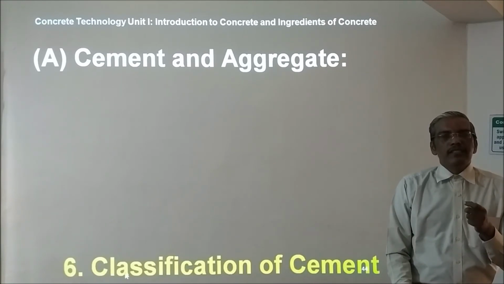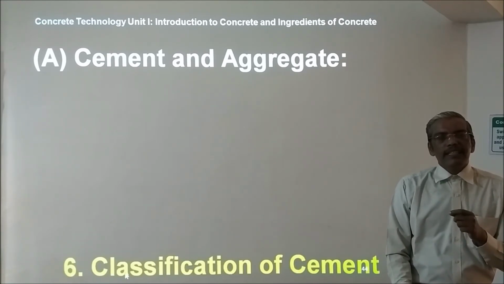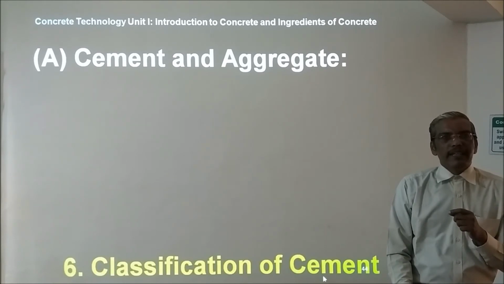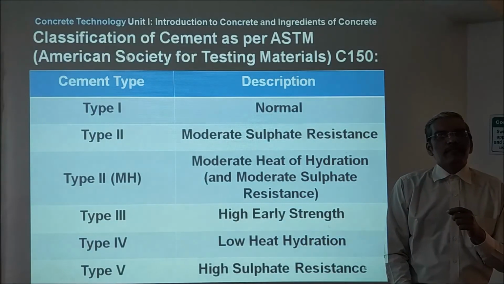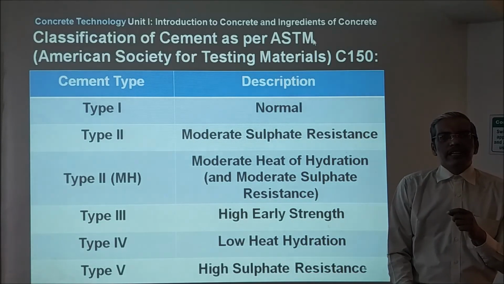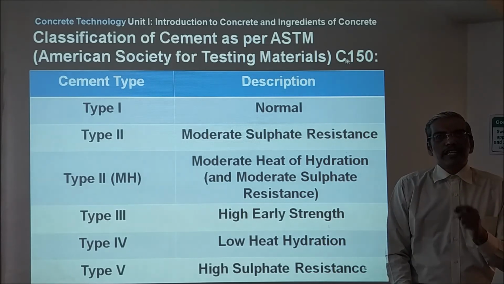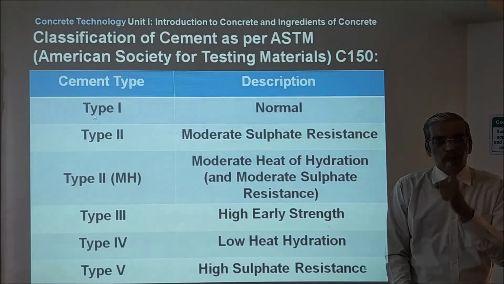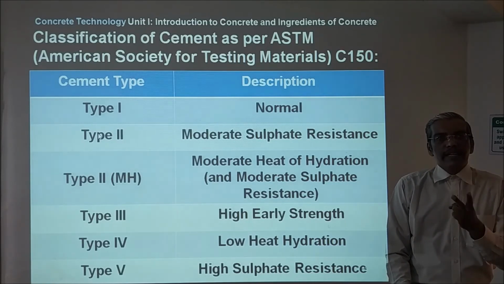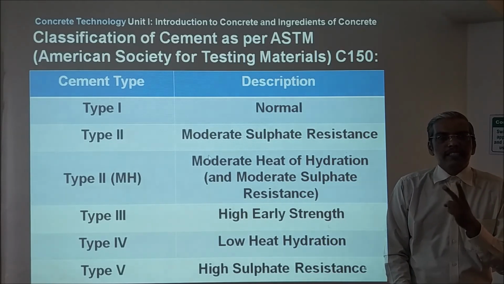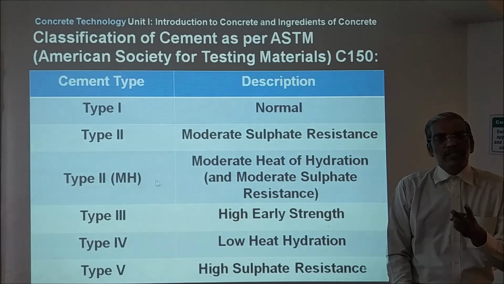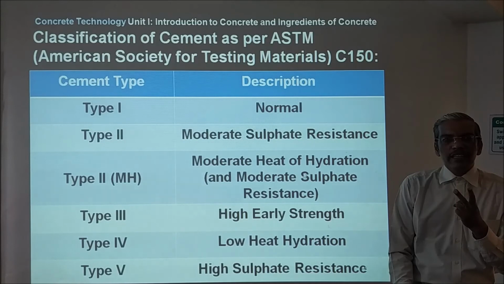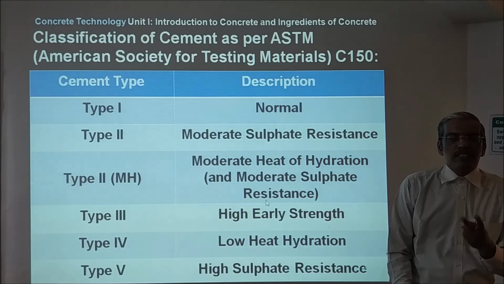Now, we will see the sixth point, that is the classification of the cement. So, here we can see the classification of the cement as per ASTM, that is American Society for Testing Materials C150. As per that, the cement type is there and the description is given. First, cement type 1, it is normal cement. Cement type 2, moderate sulfate resistance. Cement type 2MH, that is moderate heat of hydration and moderate sulfate resistance.